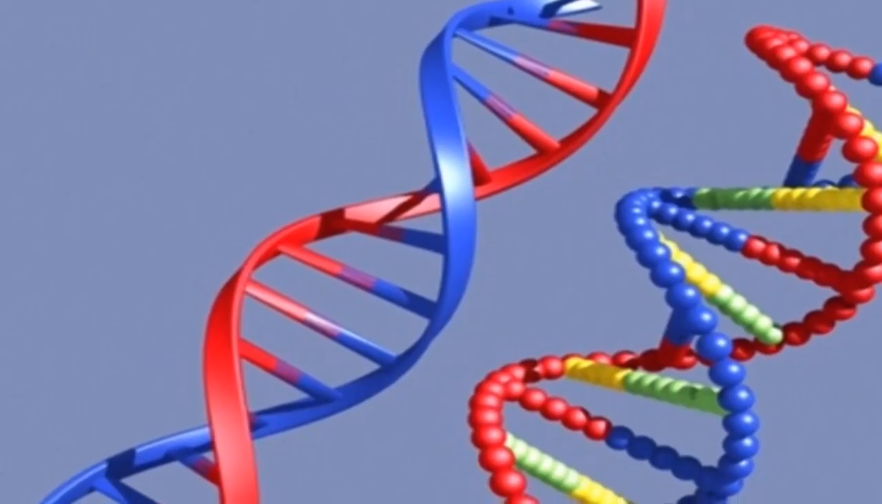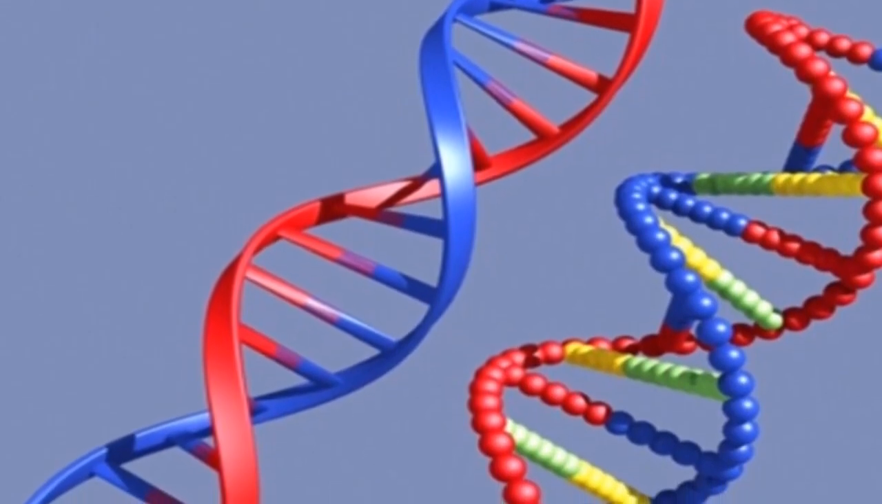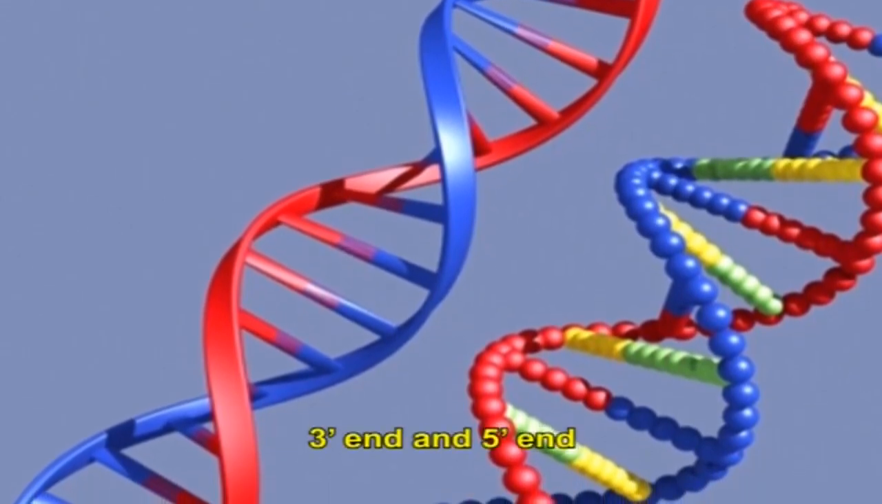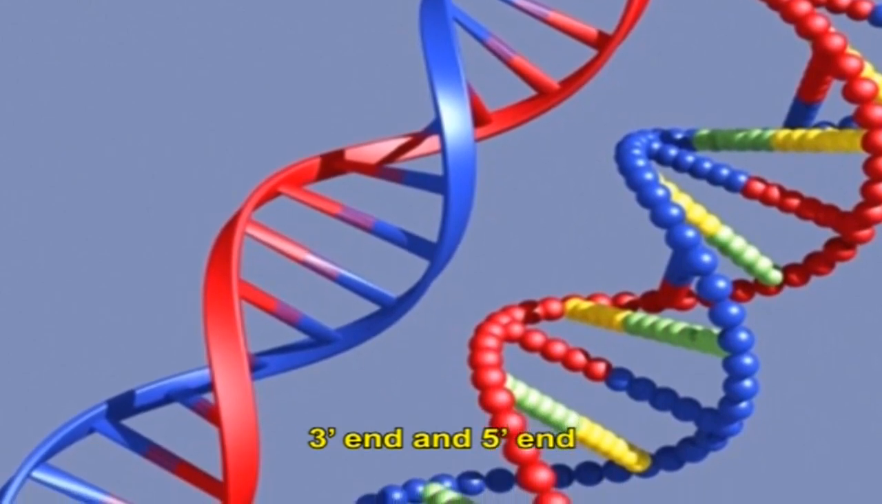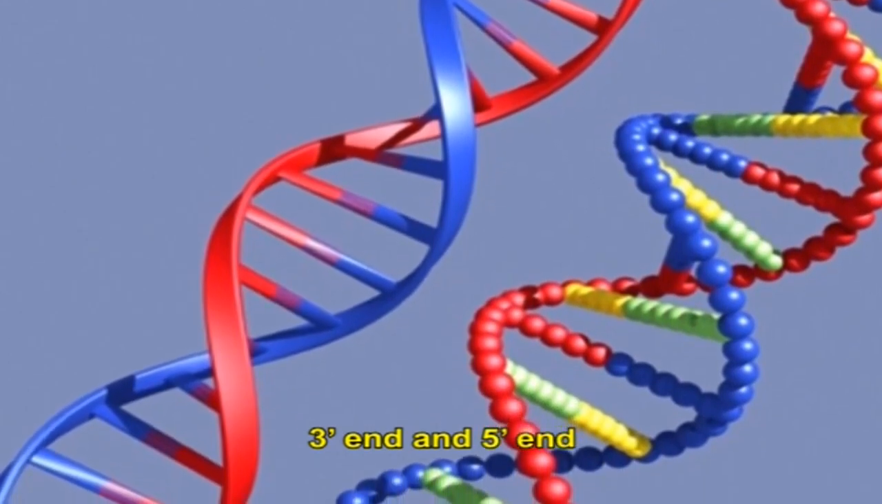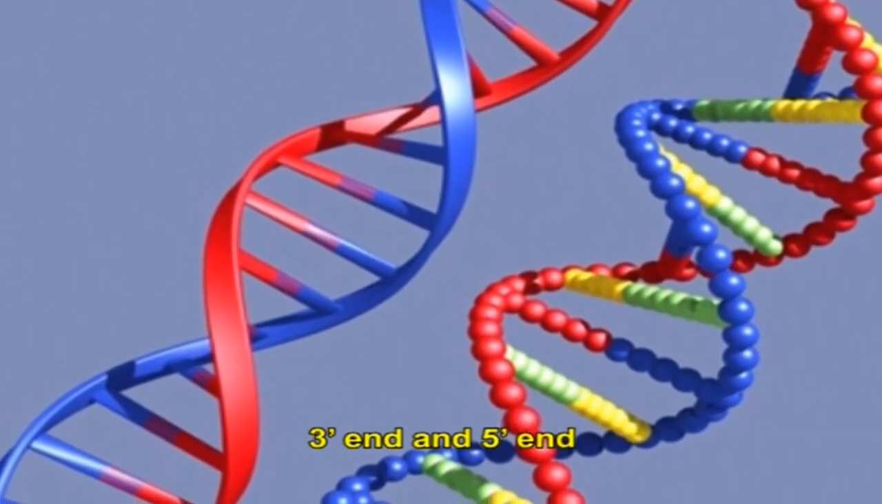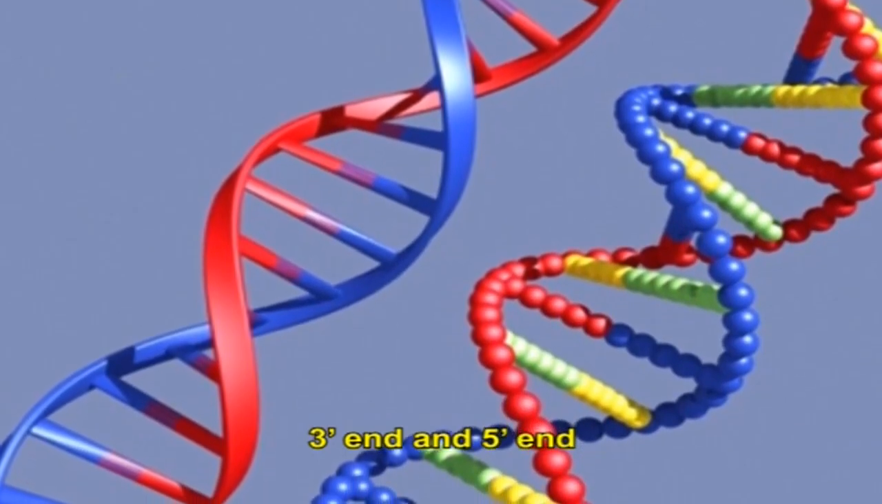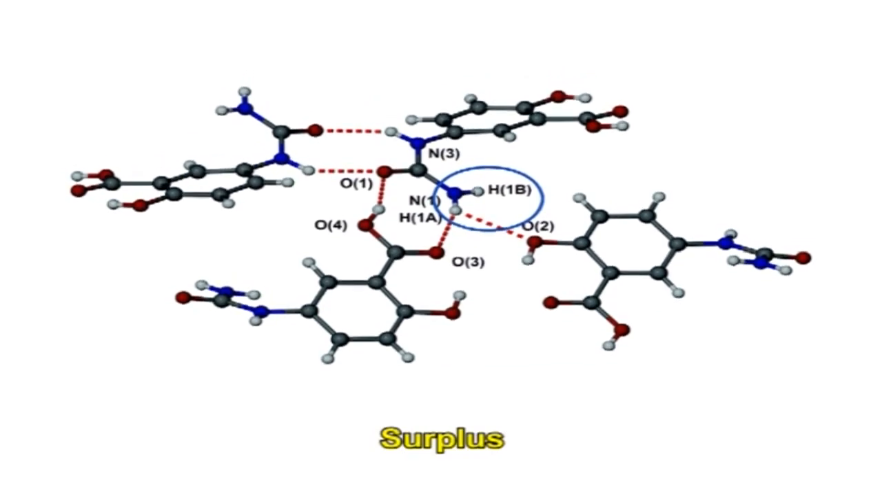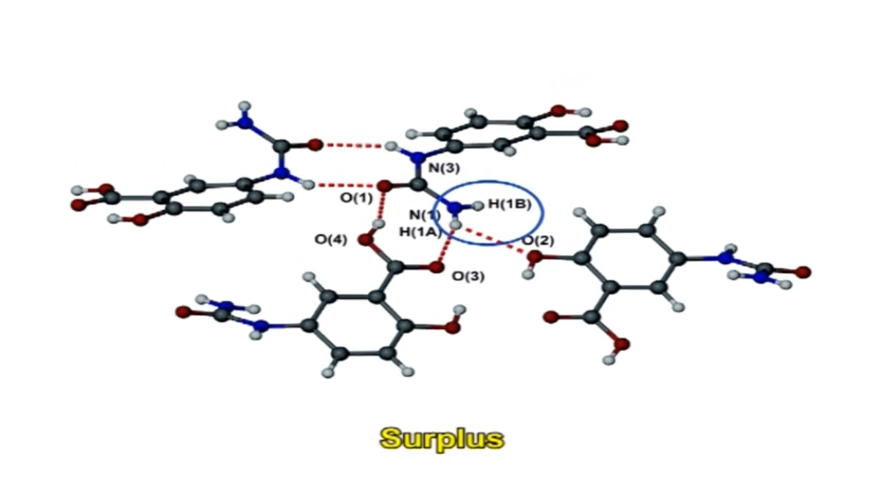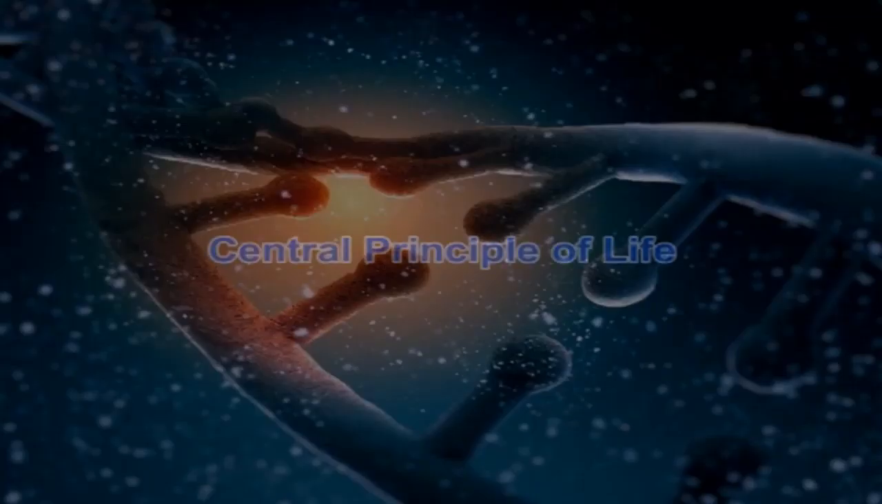DNA strands have different ends of a single strand. They are the 3' and 5' end. By adding nucleotides to the 3' end of the DNA strand, DNA polymerase can synthesize DNA in only one direction. The pairing through hydrogen bonding shows that the information in each strand is redundant.